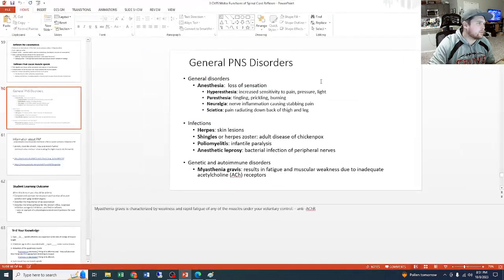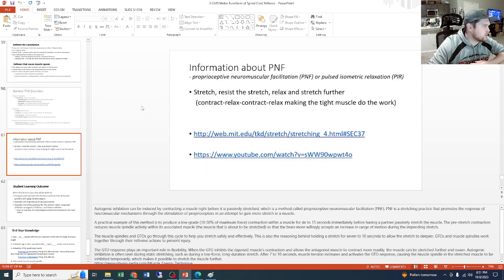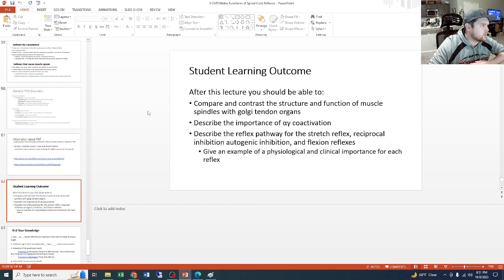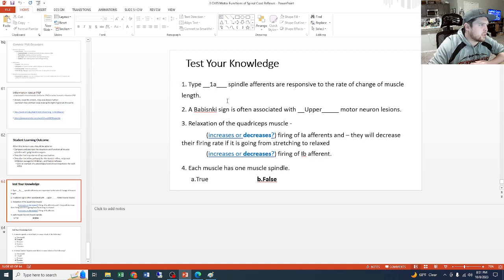And here's a couple of PNS, peripheral nervous system, disorders. So you have CNS and PNS. Here are some general disorders, if you want to pause and look at those. Type 1A spindle efferents are responsive to the rate of change of muscle length.